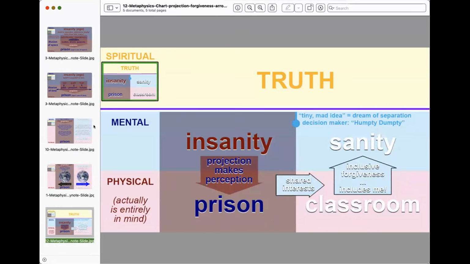So hopefully these will be helpful, and I'll post these online when we're done. But I just thought it'd be kind of fun to make some variations on Ken's chart, and the idea is we could really put anything into Ken's chart and play with the words.